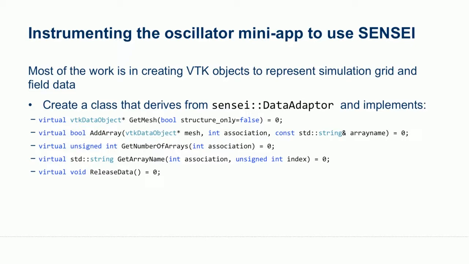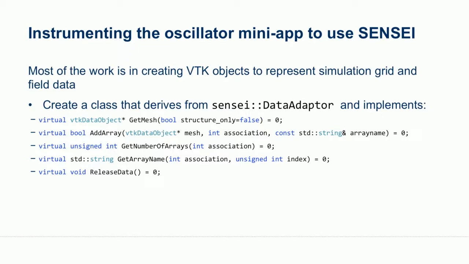structure only. That parameter is to tell the adapter not to create any geometry. So for example, some analysis, say some statistical analysis, may just need to look at the array values itself and not care about the geometry. So if you pass structure only equals true, then no geometry is created.